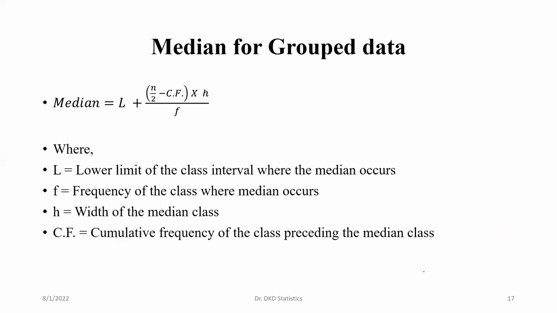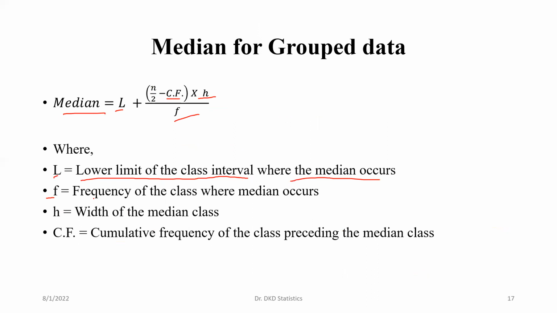Now, how do we calculate the median for grouped data? We'll use this formula: median equals L plus, within brackets, n by 2 minus the cumulative frequency, multiplied by h and divided by the frequency, where L represents in the formula the lower limit of the class interval where the median occurs.